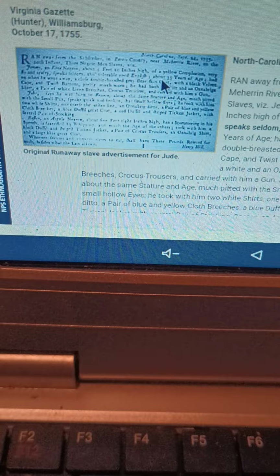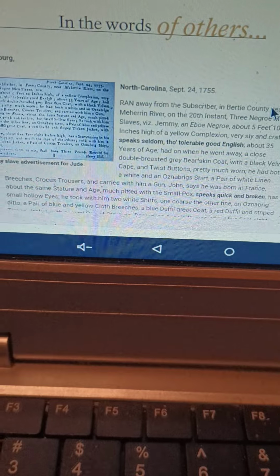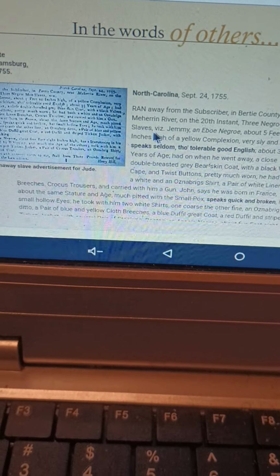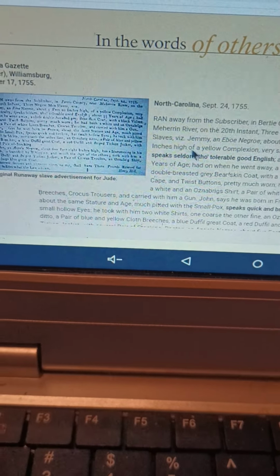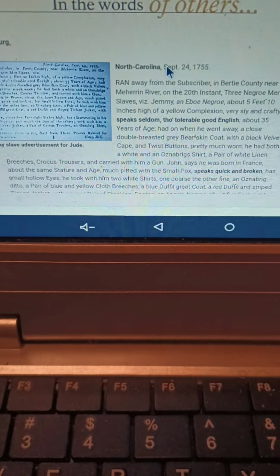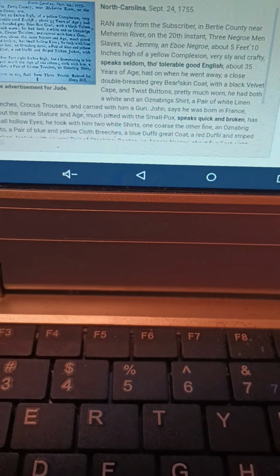Maybe, says Jimmy, an Igbo Negro about 5'10" high, of a yellowish complexion, ran away from the subscriber. This is back in 1755. Ran away from the subscriber in Birdie County near Maharon River on the 20th instant, three Negro men slaves. V's, whatever V's means. Jimmy, an Igbo Negro, about 5'10" high, of a yellow complexion. And this is from the Virginia Gazette, Hunter, Williamsburg, October 17th, 1755. So there were people who are from Africa who were described as having a yellow complexion back in the 1800s who were in what is now the United States.